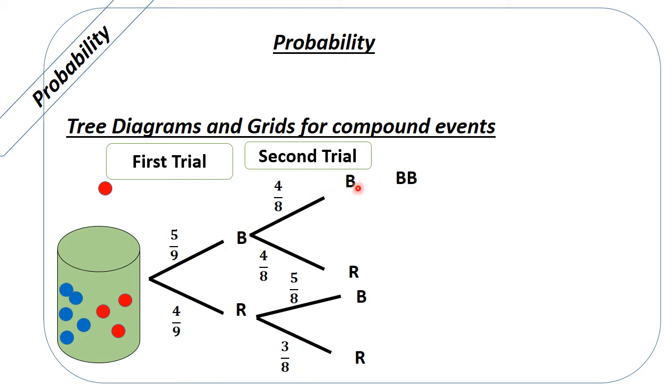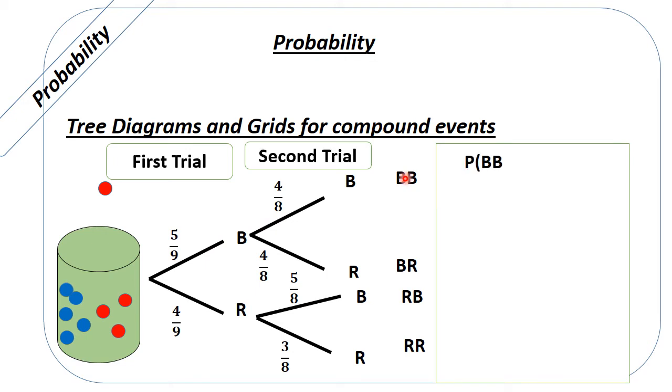So blue ball, it's BB. Blue, red, it's BR. Red, blue, it's RB. Then red, red, it's RR. With that, we can now find the probabilities of getting BB. Like in the first trial, you get B, and in the second trial, you get B. So we're going to say probability of getting BB is 5 over 9 times 4 over 8, which gives us 20 over 72.